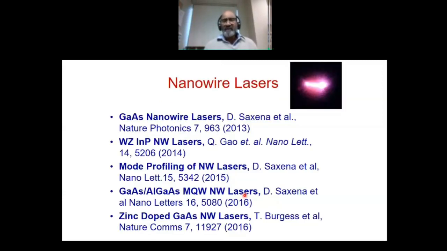We've been working on making a wide variety of nanowire lasers. This is the first, the gallium arsenide nanowire laser, which I will come back to. Dr. Drew Saxena demonstrated that one during his PhD. He is now at Imperial College in the UK. And then Woodside indium phosphide nanowire lasers have been demonstrated by Qian Gao, who is at Blue Glass.